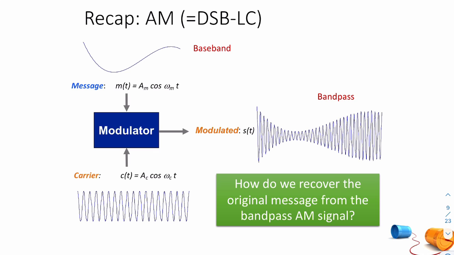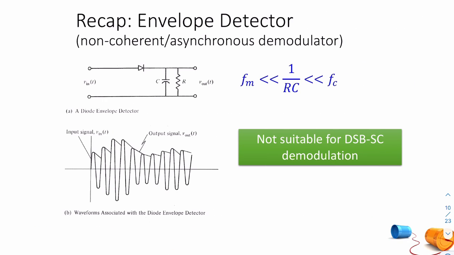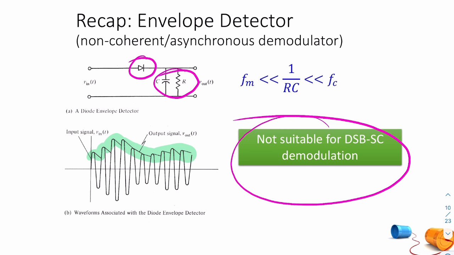Oh, sorry, no. Here we're looking at DSB with large carrier, so we're adding DC and then multiplying, and recovery involved an envelope detector. So this is just a reminder of how we would have done this for AM. We spoke about the rectifier and the low-pass filter. But this isn't suitable for DSB-SC. Why is that?